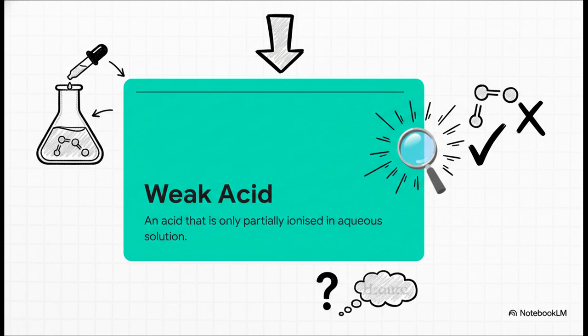And boom, here's the perfect answer, taken straight from the mark scheme. A weak acid is partially ionized in aqueous solution. Now, you might get away with saying something like it doesn't fully ionize, but using that precise scientific term, partially, that's the language examiners love. That's how you guarantee you get that mark.